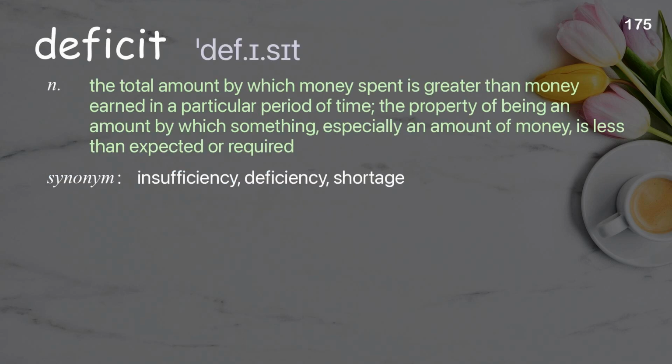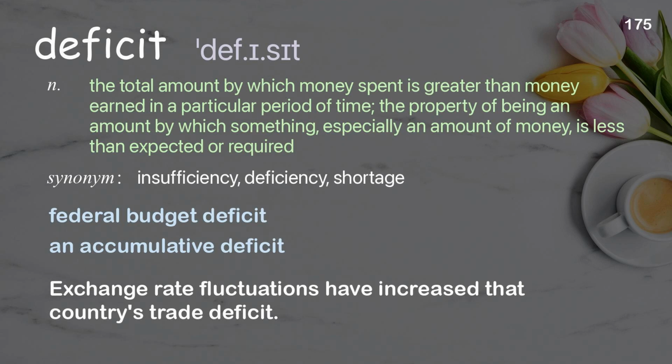Deficit. The total amount by which money spent is greater than money earned in a particular period of time, the property of being an amount by which something, especially an amount of money, is less than expected or required. Examples: federal budget deficit, an accumulative deficit. Exchange rate fluctuations have increased that country's trade deficit.